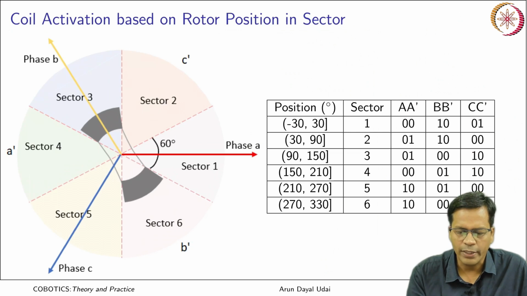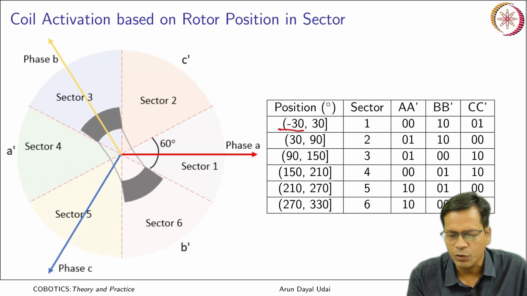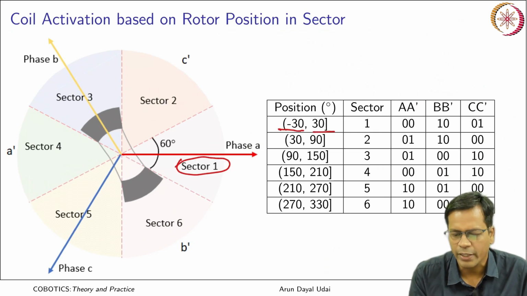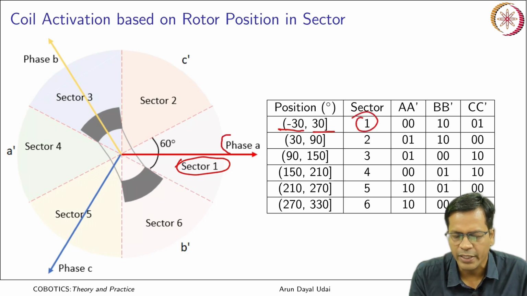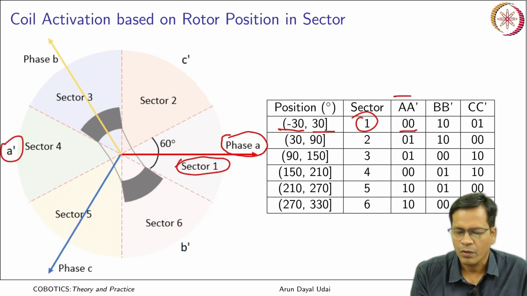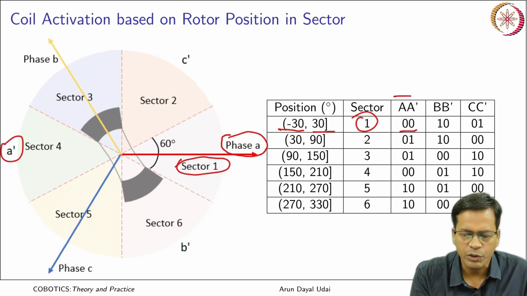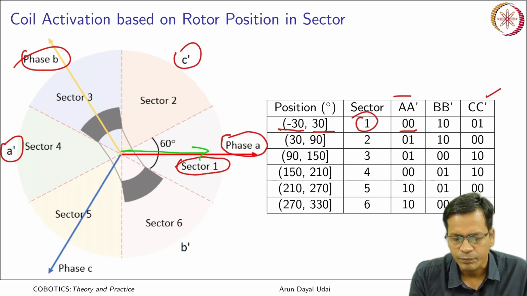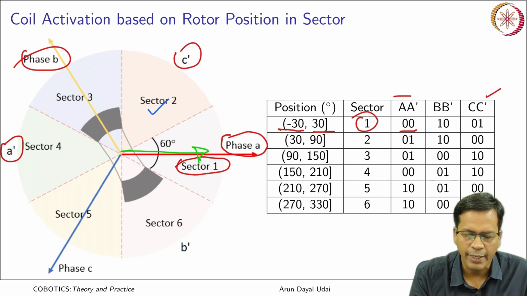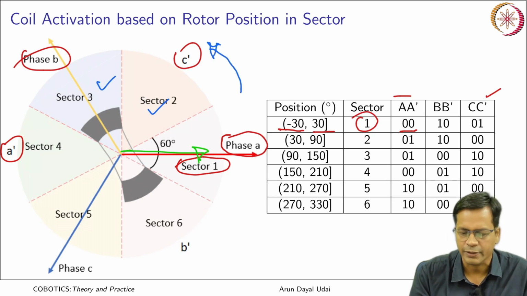Okay. So what happens when it is at minus 30 to plus 30 degrees, that is in sector 1? Okay, sector 1, what do you do? You switch off the coil phase A and A bar is made to go 0. Okay, what about B and B bar? You switch on B and you also switch on C bar. So when it is at this location, you switch on this and this so that you get an effective pull along this direction. Got it?